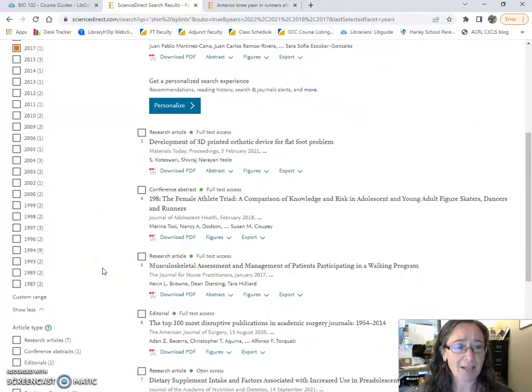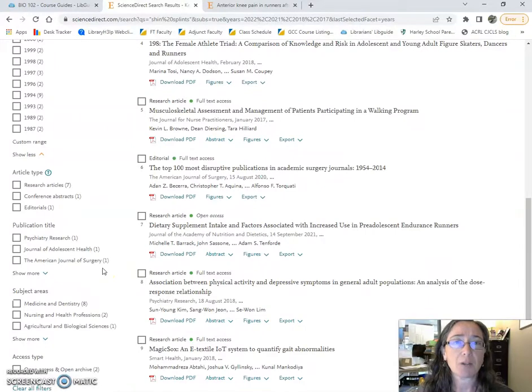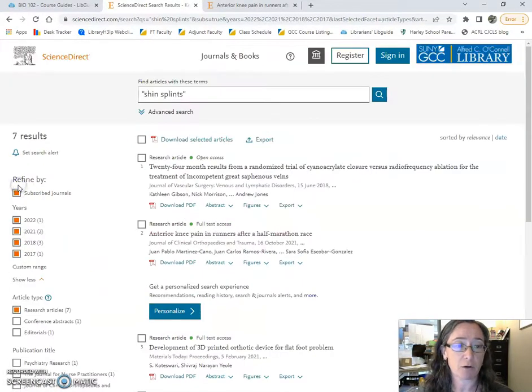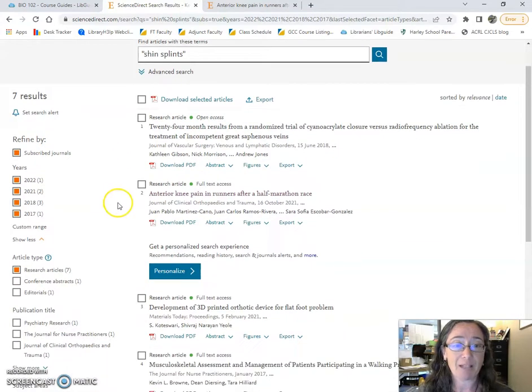And then the last limit that you want to do is article type, and that is because they specifically give us an option for research articles. So from where before we were at almost 1,000 results, I'm now at 7 results, which is so much more manageable, but can often sometimes be too few, depends on your topic. But I'm happy with 7 because the second article on my list looks really interesting. Anterior knee pain in runners after a half marathon race.